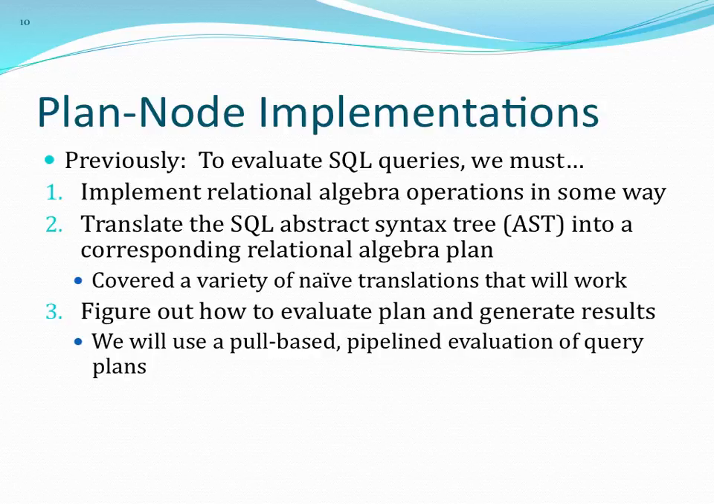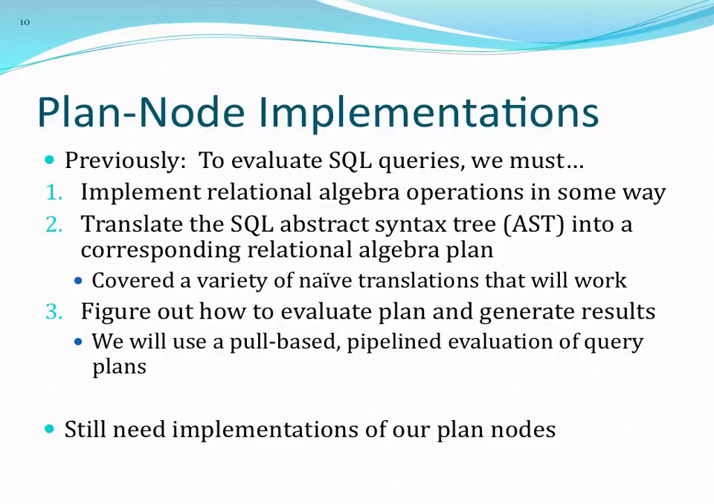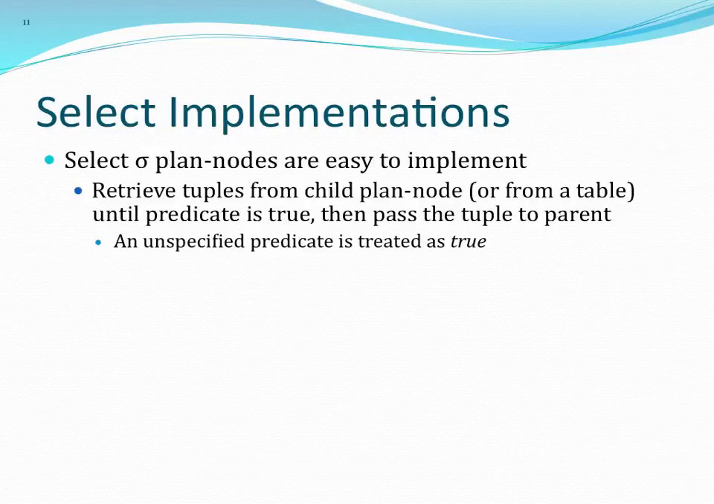There are a variety of ways, but we decided to do it with this pull-based approach. So you ask the top node in the plan, give me your next tuple, and the top node turns around and asks its children or its child for tuples. And so you just repeat this to generate tuples. So it's pull-based and it's pipelined. We do not materialize the output of every plan node during the evaluation because that takes a lot of memory or disk space and generates a lot of extra I/O. So we need implementations. That's what we're going to talk about next.